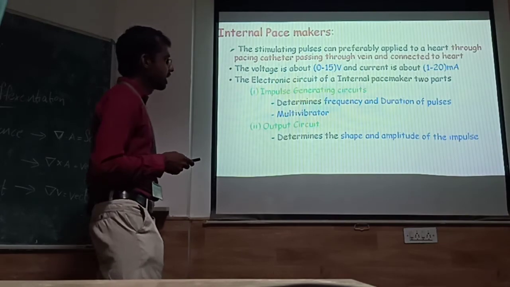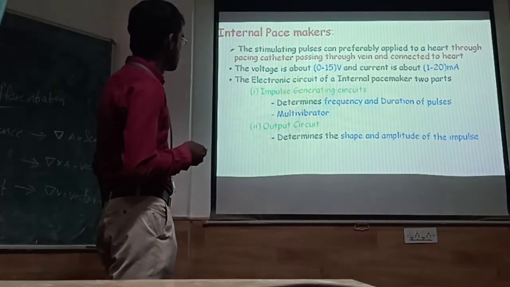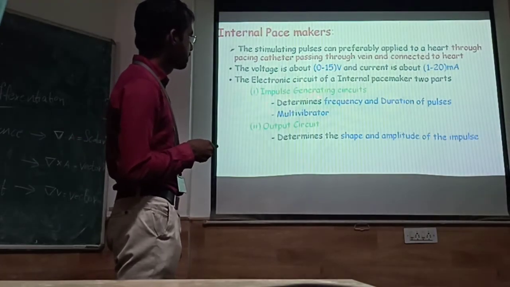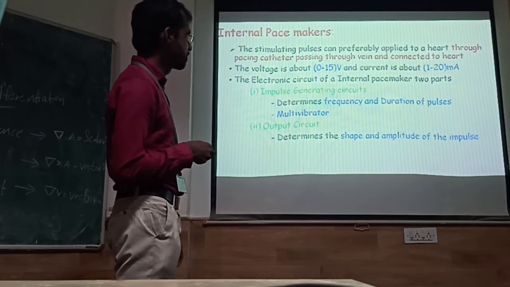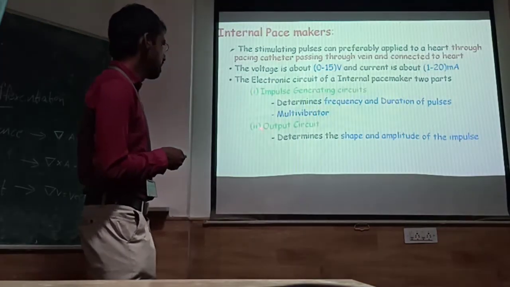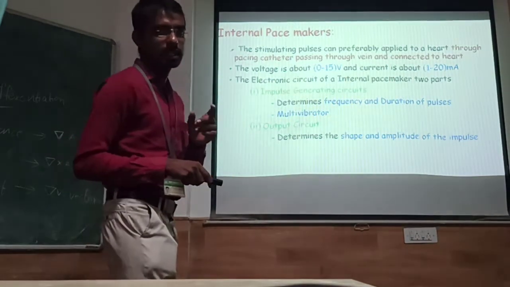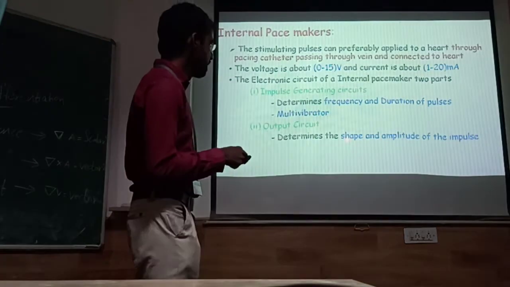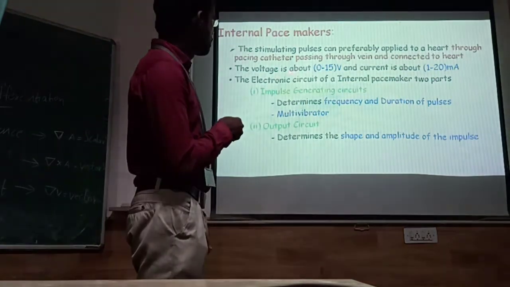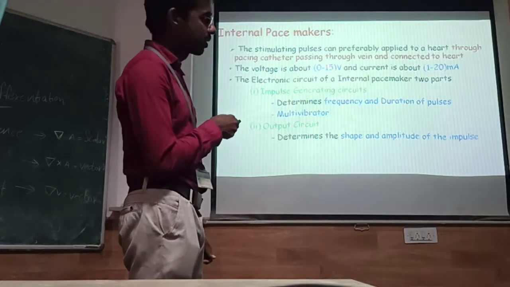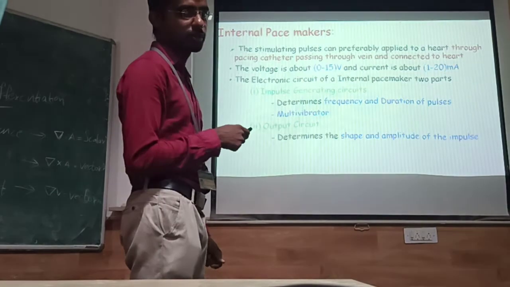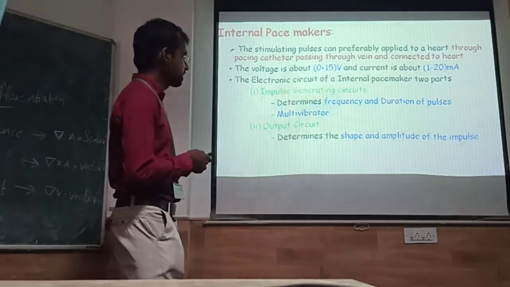Getting into internal pacemakers, you can see that basically there are two blocks inside: the impulse generating circuit and the output circuit. The impulse generating circuit determines the frequency, rate of the pulse, duration and so on. The output circuit determines the shape, as I told you, it is not a flat top but a round top pulse, and the amplitude. In general, some technical things to remember: the voltage of the internal pacemaker is about 0 to 15 volts and the current will be 1 to 20 milliamps. That is the order of the amplitude, meaning volts and current.